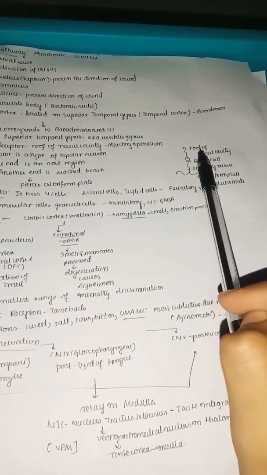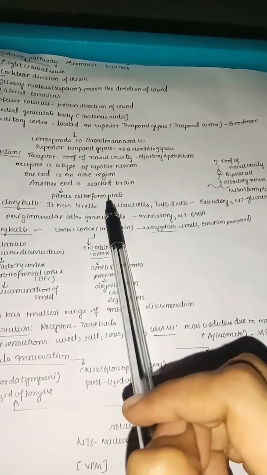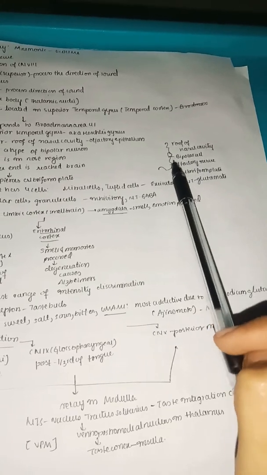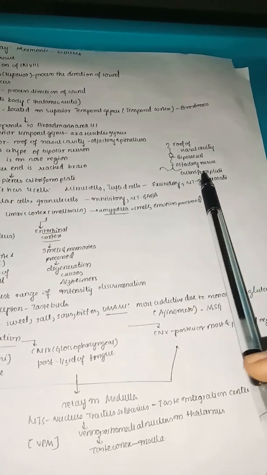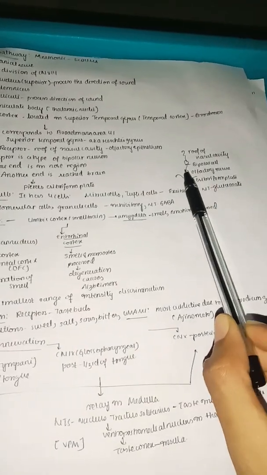So you can see one end in the roof of the nasal cavity, and the other end is reaching the brain, piercing the cribriform plate. So you can see this is the other end which is reaching towards the brain by piercing the cribriform plate. And this is the olfactory nerve.